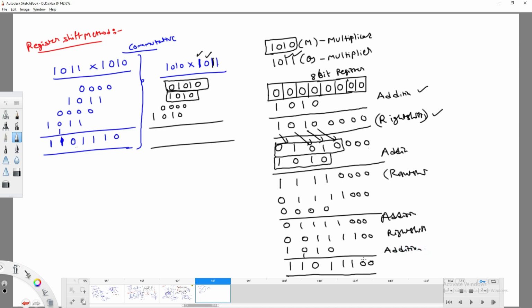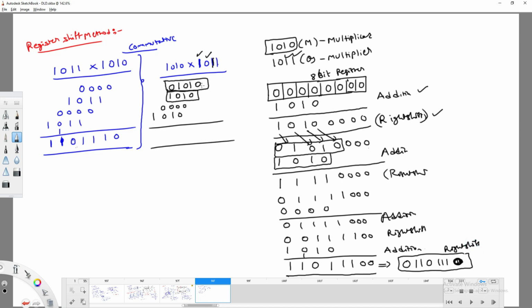Guys, now is there any need to move? Is there any need to perform the right shift operation? Yes. So here you have to perform the right shift operation. If you perform the right shift operation, you are going to get 0 1 1 0 1 1 0 0. So this will be like this, right? Because the rightmost bit will be removed, you are going to get 0 1 1 0 1 1 0. So this is what you get after the right shift operation.